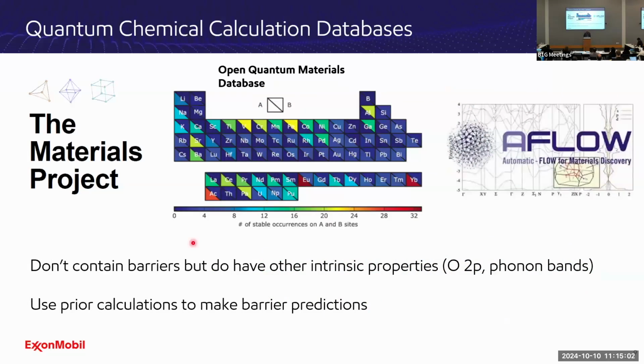Another thing that we can do is take advantage of the sheer number of calculations that have already been performed in this area. Perovskite calculations have been done quite a bit. Usually, if you access those databases, they don't have things like barriers for oxygen transport, but they have all the descriptors that we just talked about in terms of electronic structure, right? So they have things like O2P band centers. I can just download those for a huge number of structures. And they even have ones for phonon bands. So hopefully I'm not going to have to recalculate everything myself.